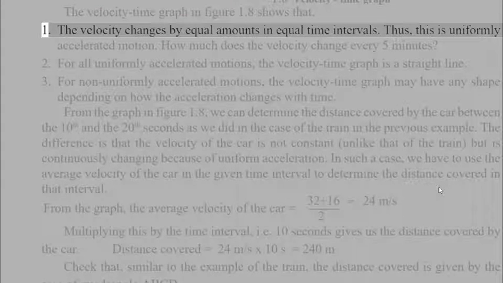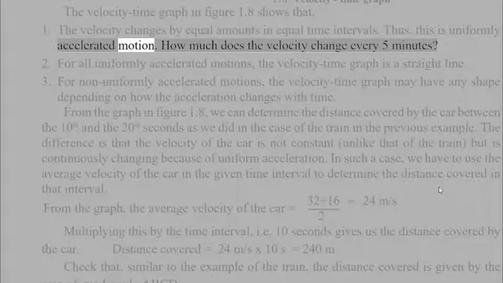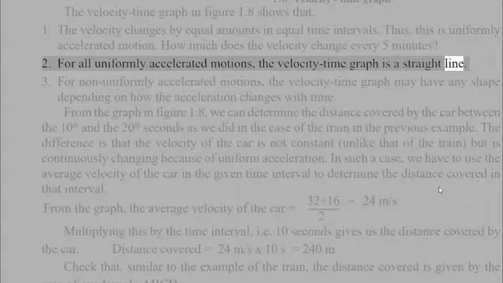The velocity-time graph in figure 1.8 shows that, 1. The velocity changes by equal amounts in equal time intervals. Thus, this is uniformly accelerated motion. How much does the velocity change every 5 seconds? 2. For all uniformly accelerated motions, the velocity-time graph is a straight line.